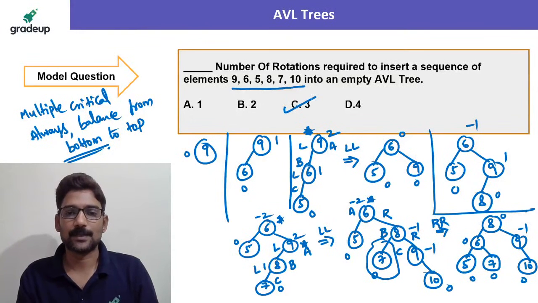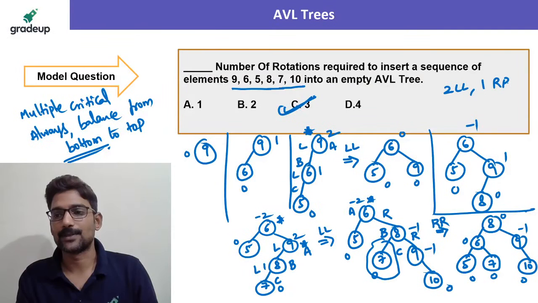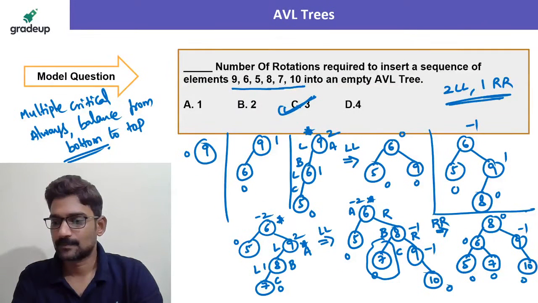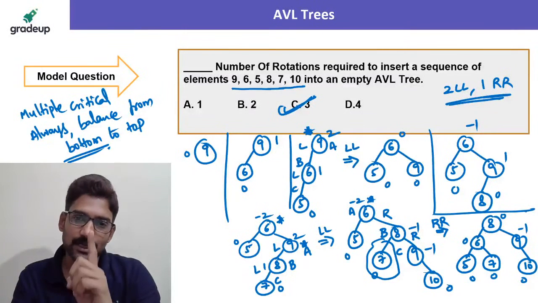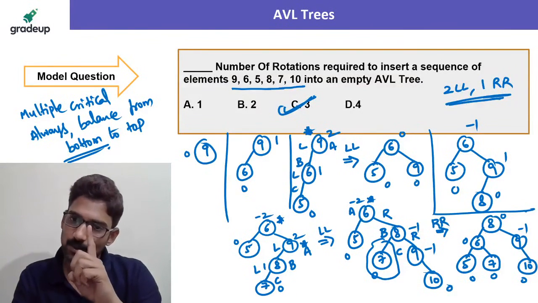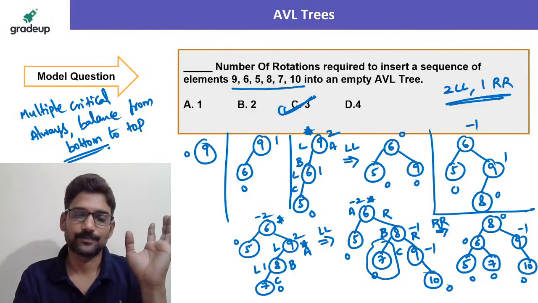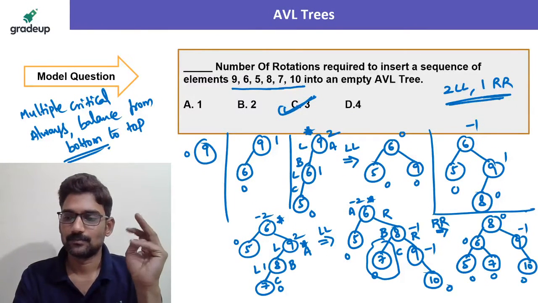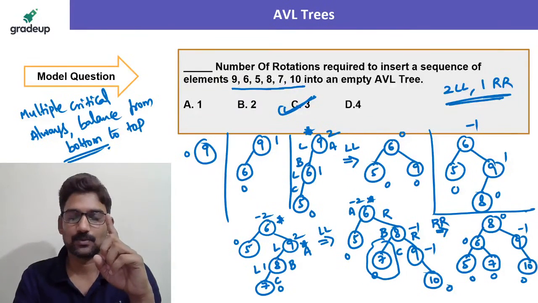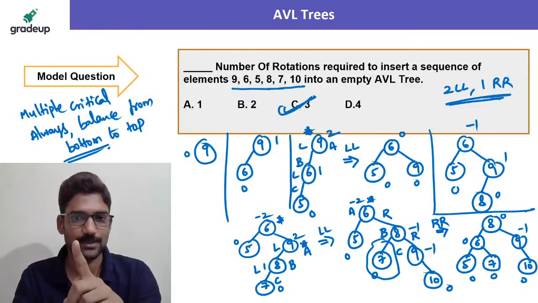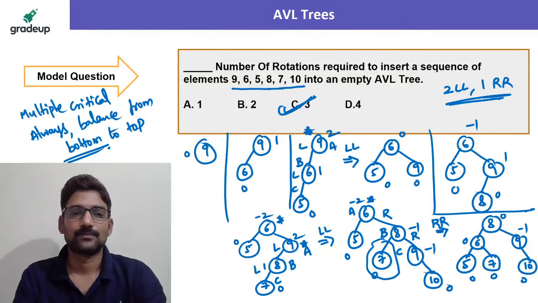So how many rotations have we done? Total 3 rotations: 2 LL rotations and 1 RR rotation. 1 LR or 1 RL is considered as 1 rotation only, done in 2 steps. Single rotation, double rotation. Double rotation is not counted as 2 rotations. Double rotation is considered as 1 rotation in 2 steps. Okay.